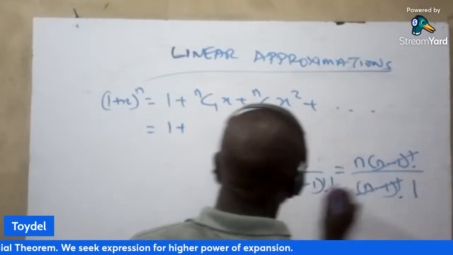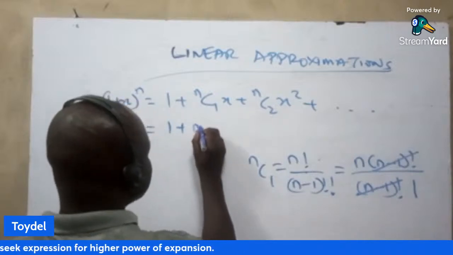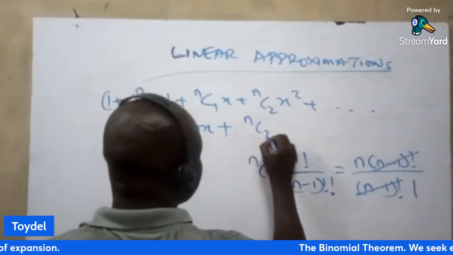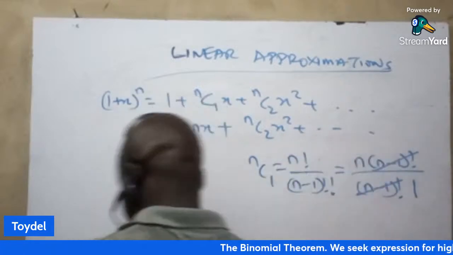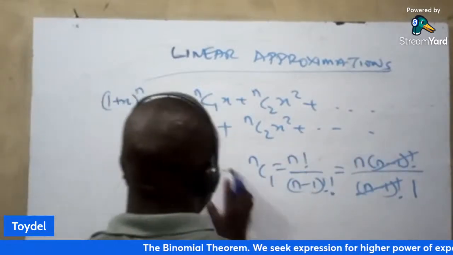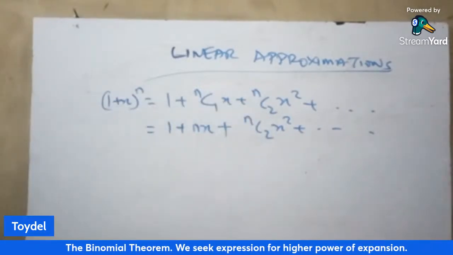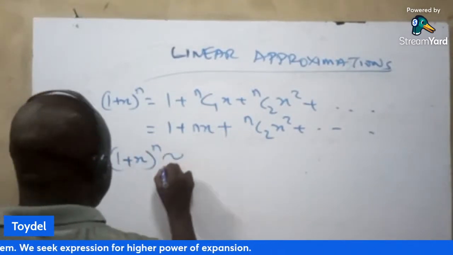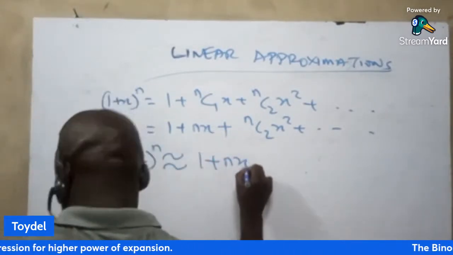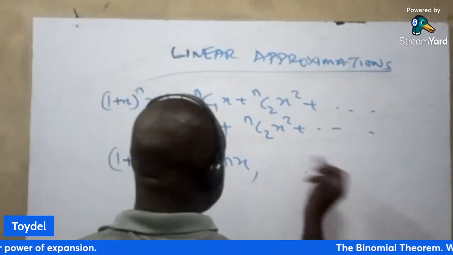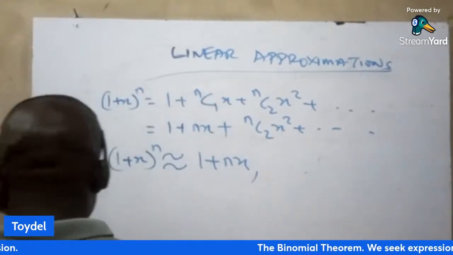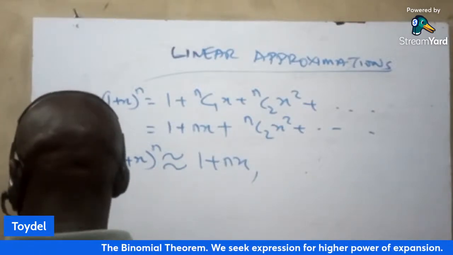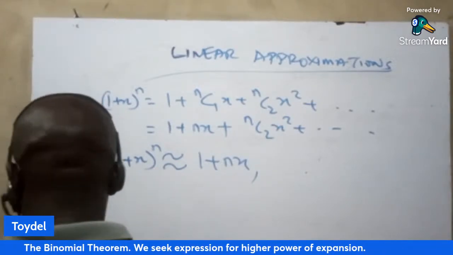This becomes this. So n combination 1 is going to give me nx, plus n combination 2 x squared, plus, in that order. Then I can say (1 plus x) raised to the power n is approximately 1 plus nx, provided x is small. So that is the interpretation. That is what we are going to get. That is the simple interpretation of that.